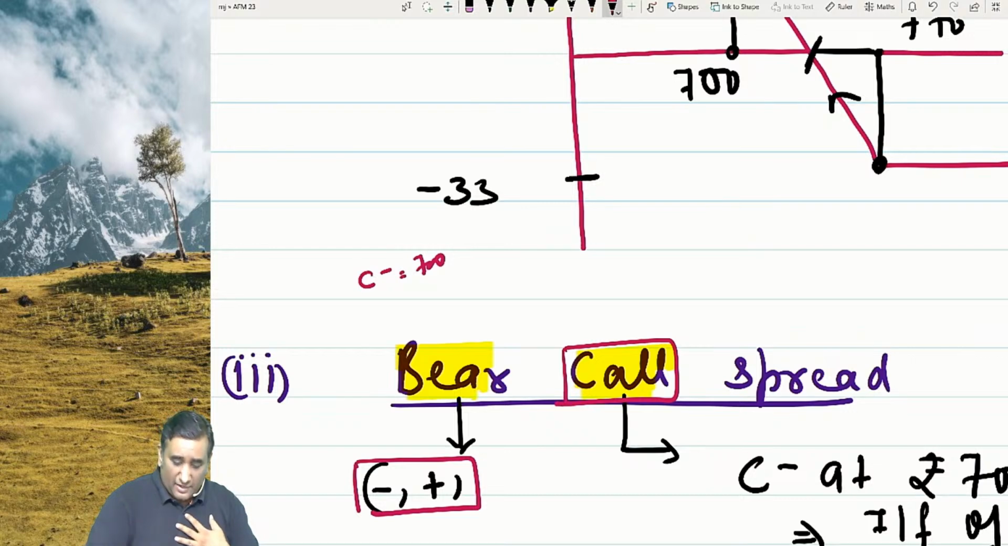To hedge myself, I do C plus at 770. So what does it mean? It means if the price moves above 770, first option will give me what? Loss. Second option will give me what? Profit. It is called hedging.